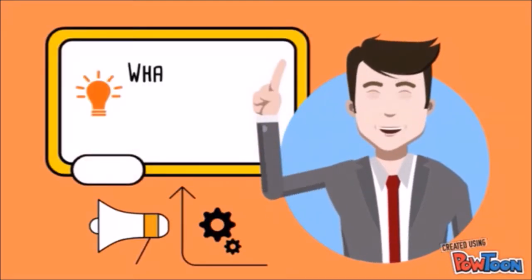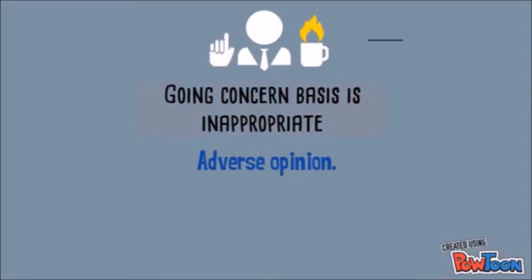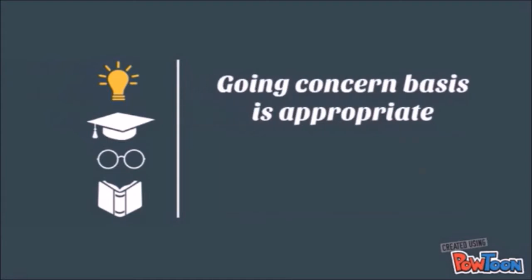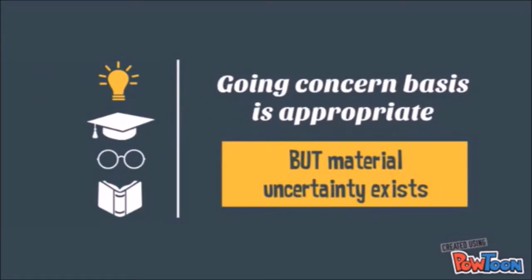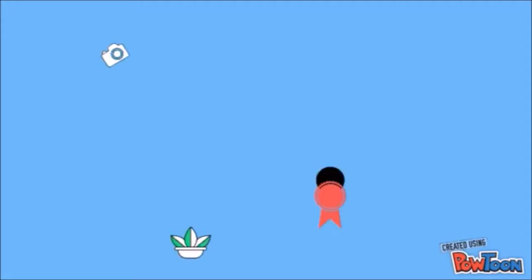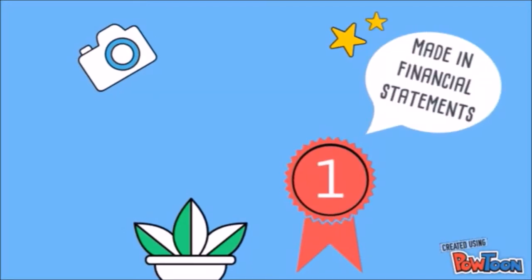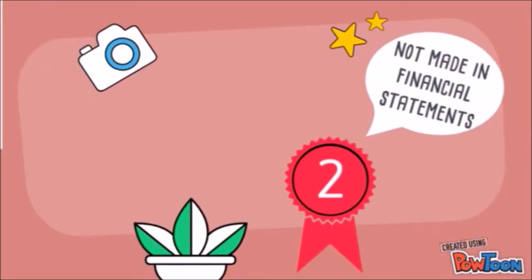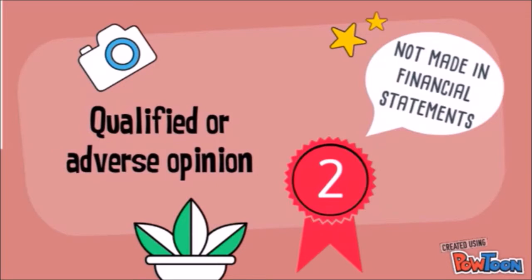What are the implications for the auditor's report? If the going concern basis is inappropriate, the auditor needs to issue an adverse opinion. There are two situations if the going concern basis is appropriate but material uncertainty exists. 1. Material uncertainty is disclosed in the financial statements, where the auditor needs to express an unmodified opinion and include a separate section under material uncertainty related to going concern, and 2. Material uncertainty is not disclosed in the financial statements, where the auditor needs to express a qualified or adverse opinion.